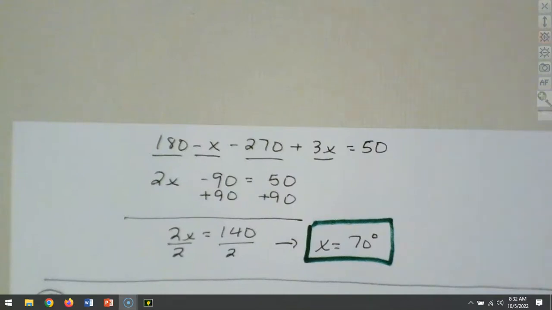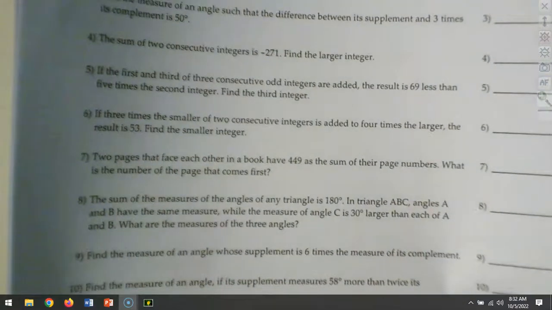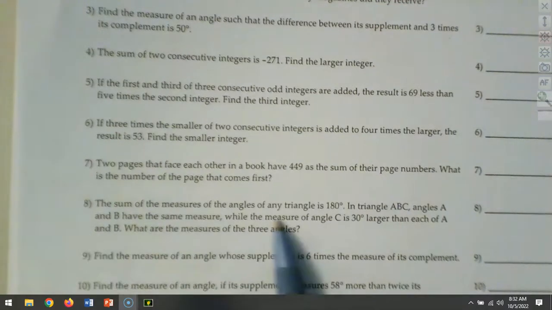Okay, now, question 8 is a triangle. And we talked a little bit about triangles last class period. And what do we know about the angles in a triangle? They're going to add up to be 180. Right? So that's very important that we remember. And it even says here, they add up to be 180. So the sum of the measures of the angles of any triangle is 180 degrees.